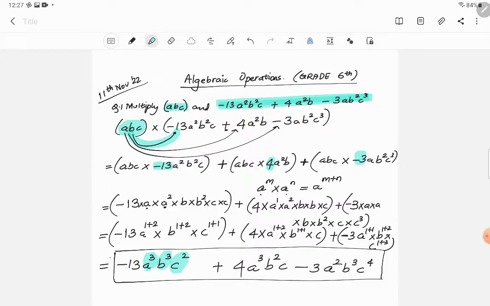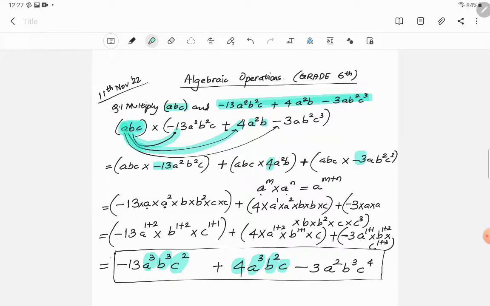The next one, we are multiplying this ABC with the second term of the polynomial, 4A square B. So ABC multiplied by 4A square B will be 4 written as it is. A multiplied by A square, A cube, B multiplied by B, B square, and then since there was only one C, we wrote it as it is.